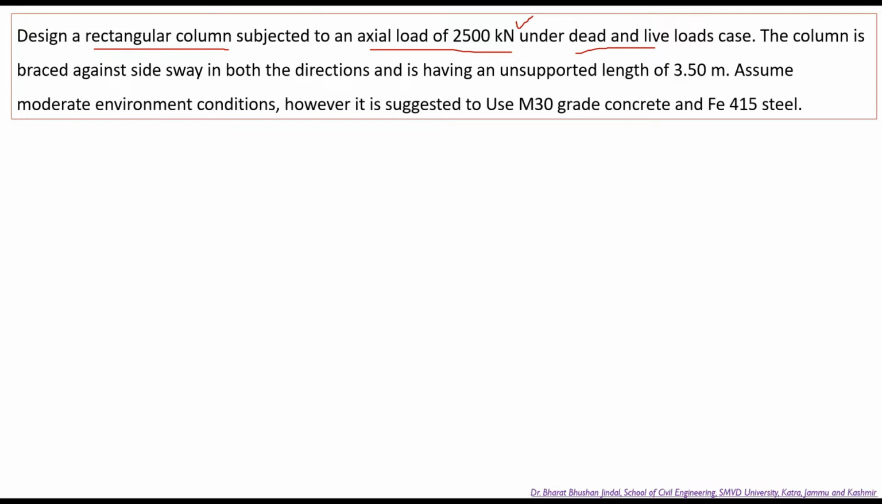The column is braced against side sway in both directions, so we can say there will not be any possibility of sway, and accordingly we can design the column. It has an unsupported length of 3.5 meter. We can assume moderate environmental conditions, but it is suggested that we use M30, a higher grade of concrete, because the load is comparatively higher. So we have to take a larger section as well as a higher grade of concrete. And steel we will be taking Fe 415.